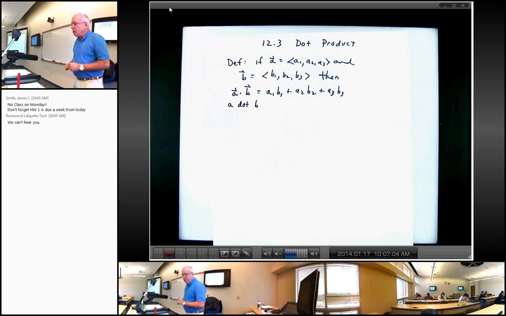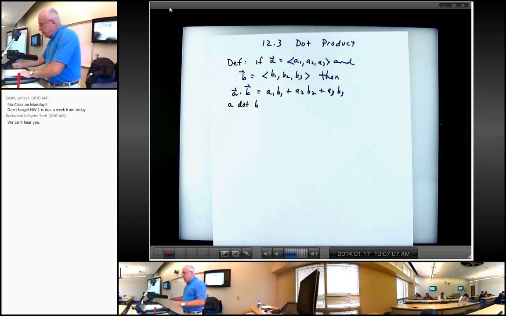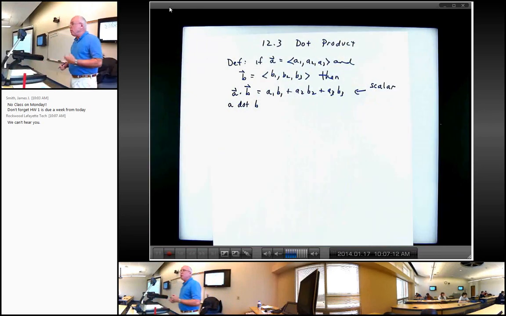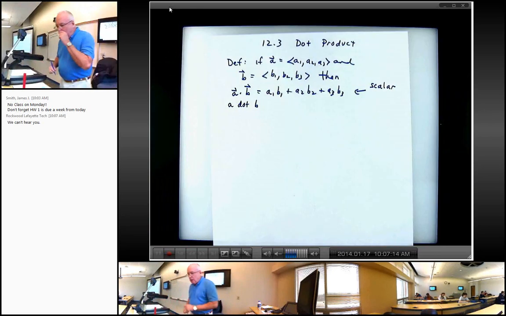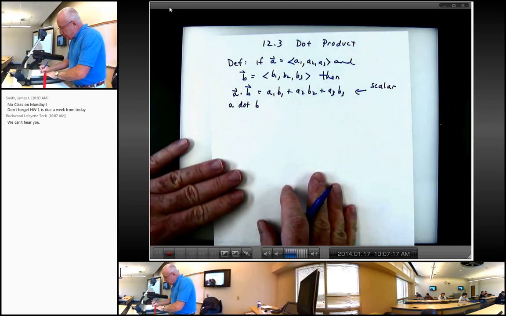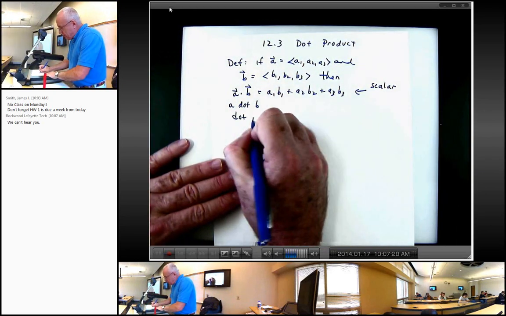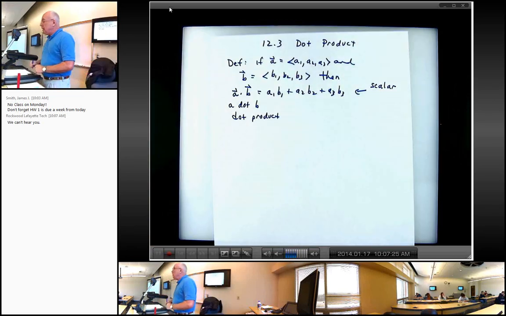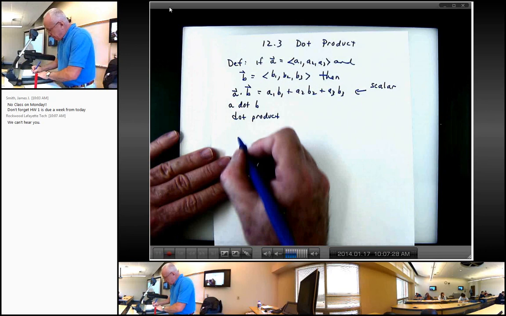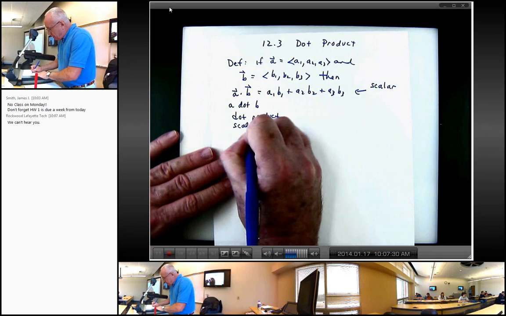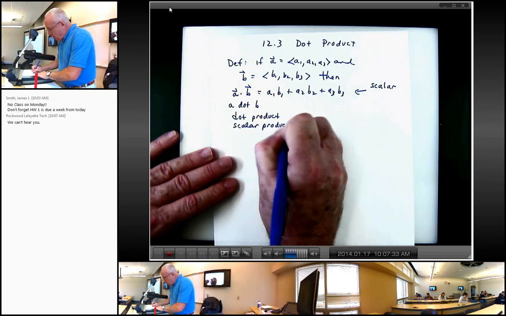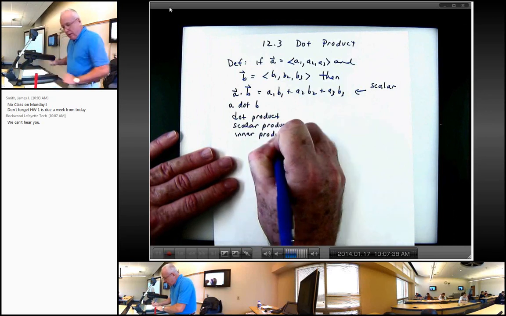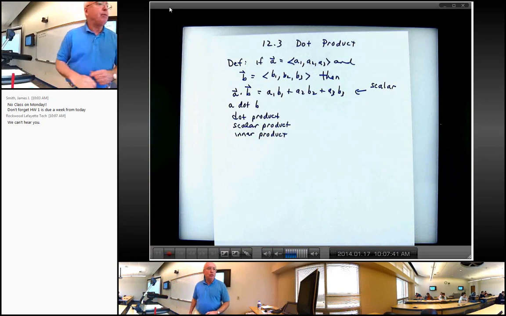What we end up getting is a scalar, which is just another word for a number. This is called the dot product. Other terms that you may see for this are inner product and scalar product. So scalar product is another term for inner product. We can also do a dot product in 2 dimensions.